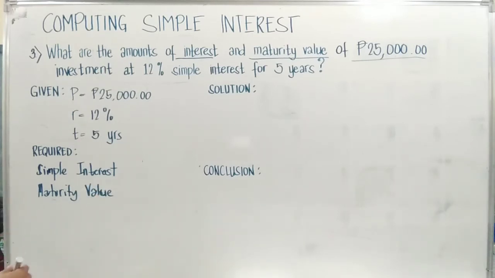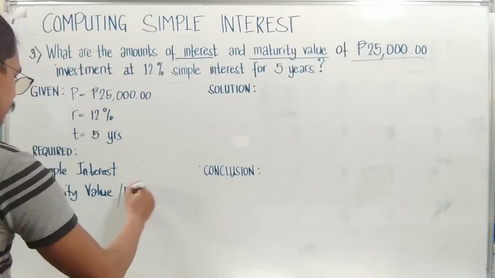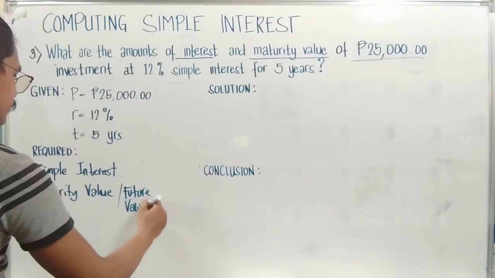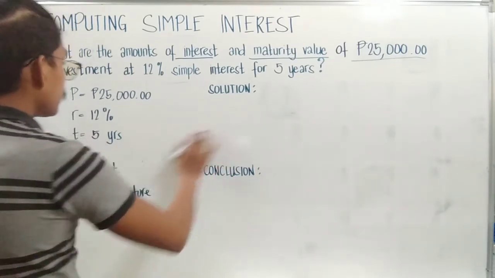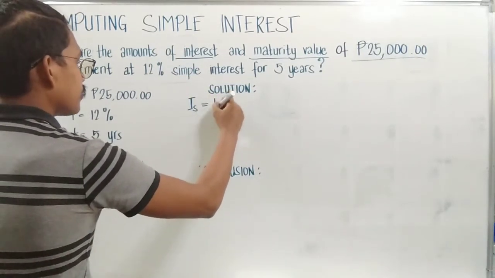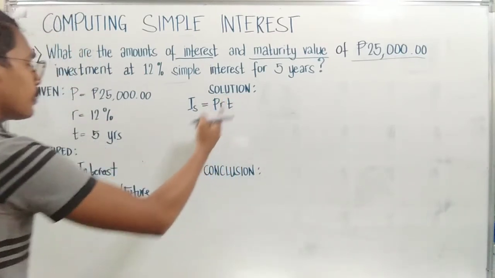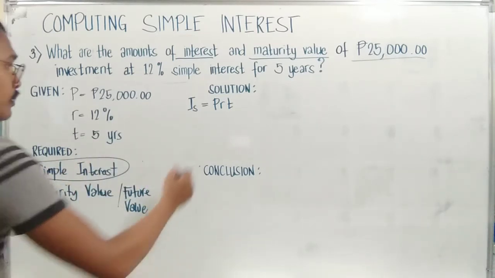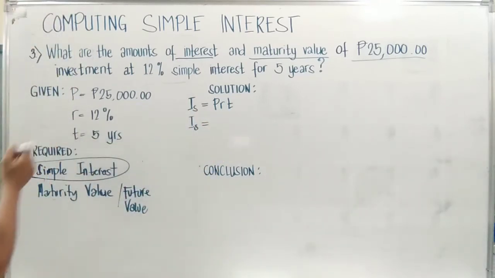Okay, so maturity value is also known as your future value. Okay? So for your solution, we will be using the equation I sub s equal to PRT, or P times R times T, in solving your simple interest. Okay? So we will just substitute the given values.